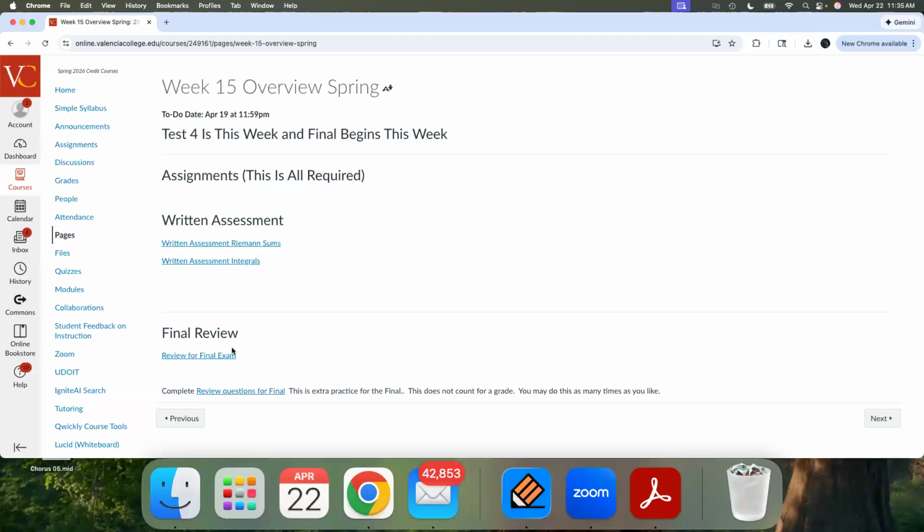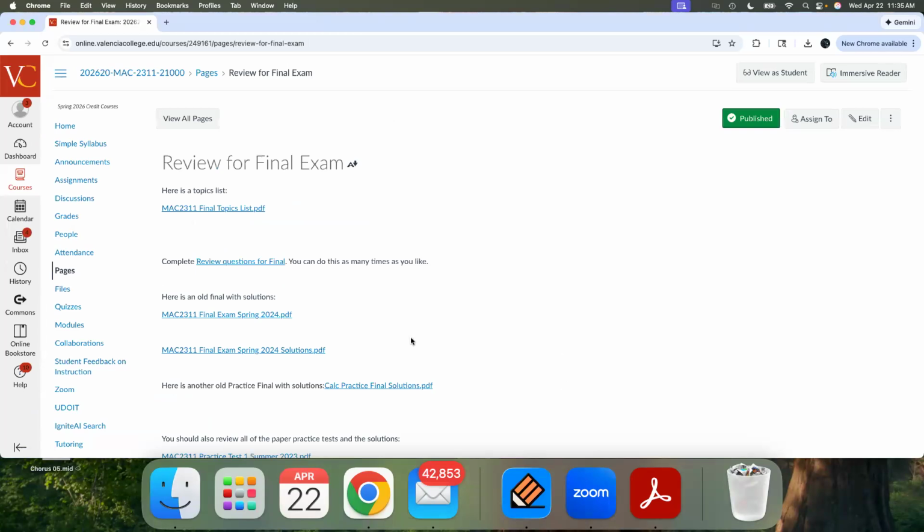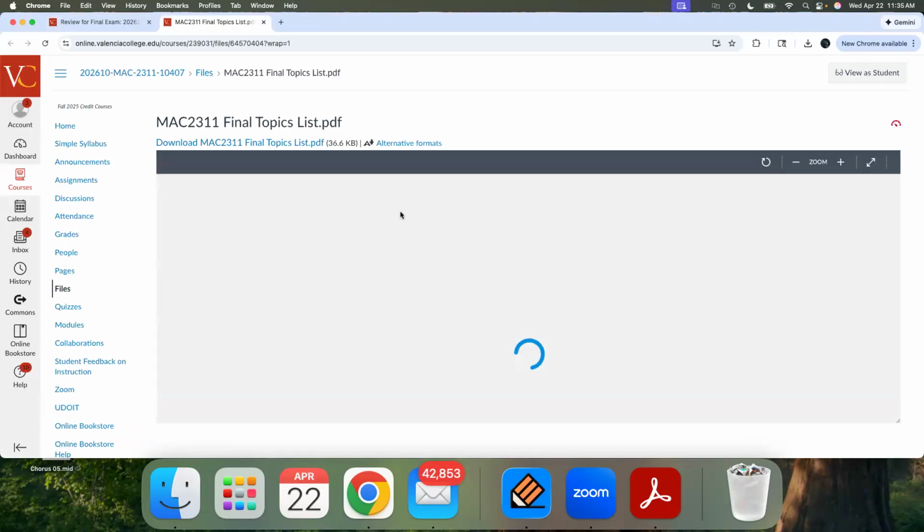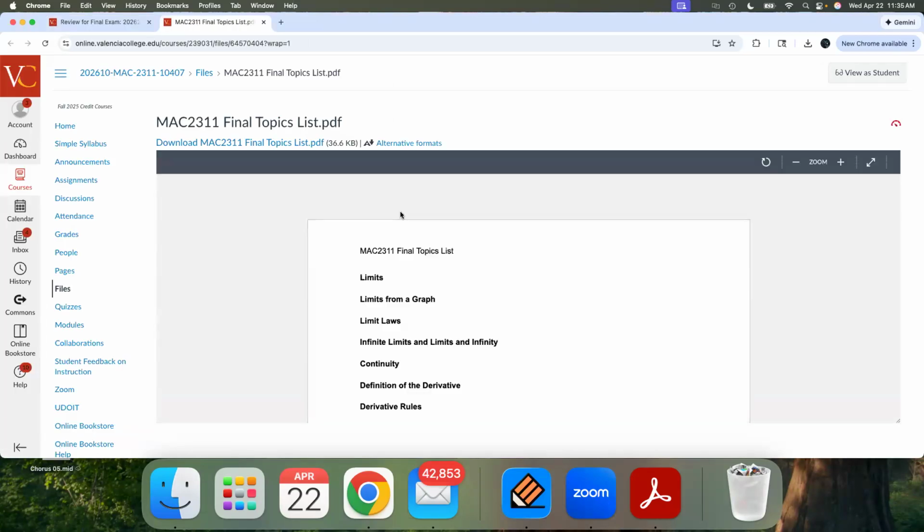Okay, let's do a little review for the final. So I'm here in the review for the final exam page. Let's take a look at the list of topics that could show up on your final. Pretty much everything we've covered all semester. So all the stuff to do with limits, particularly limits from a graph.